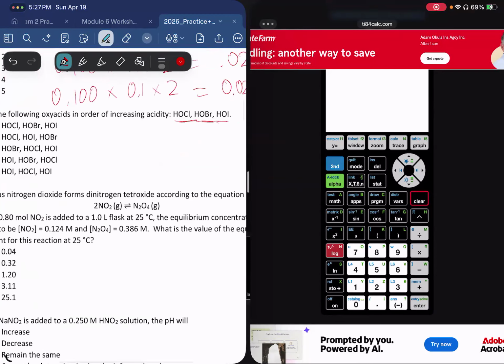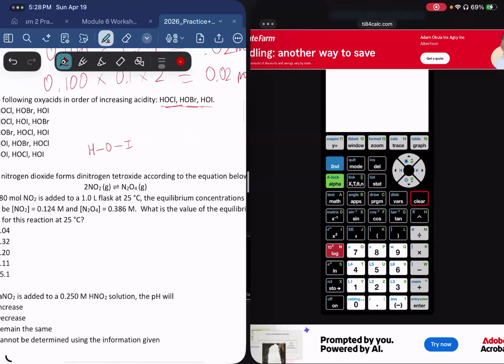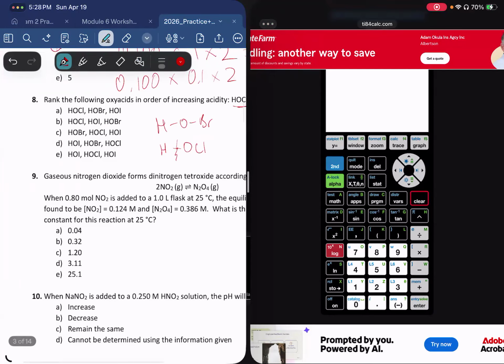It's the same thing with this, right? So the HOI, right? The electron density here is not as much in comparison to HOBr, right? This electron density is a little bit greater, so that allows the H to kind of come off. And then likewise, HOCl is going to have a really big electron density that allows the H to break off. And so it's actually the opposite answer. So sorry about that. It's going to be choice D. Okay.